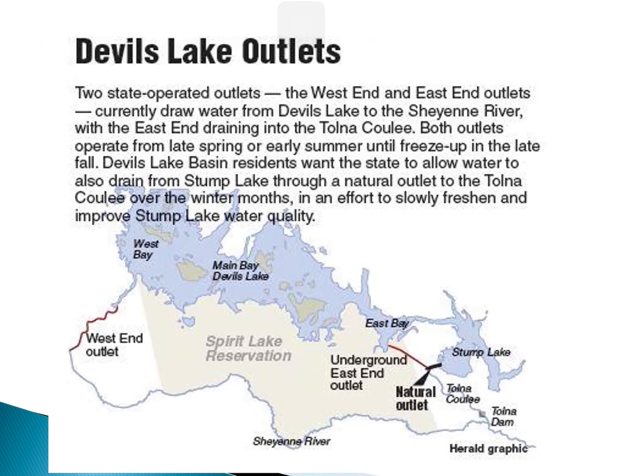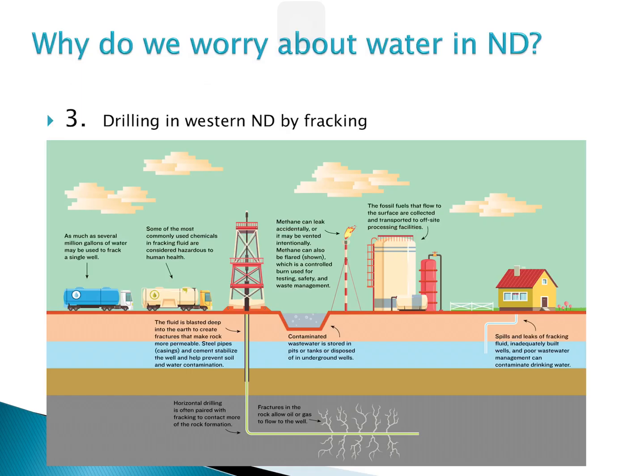So here's a quick picture. You can see here's the West End outlet that works by gravity, and then here's Stump Lake. Here's the eastern one, and it is pumped out through that. So Stump Lake is benefiting from this.